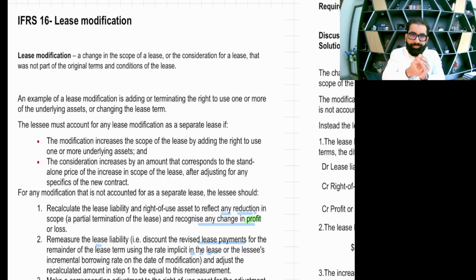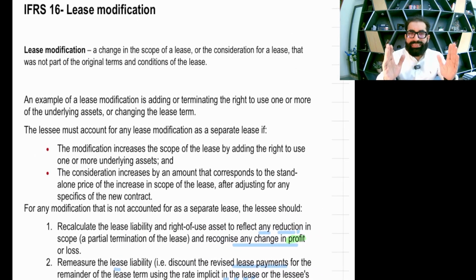Okay, now the first thing is, what is lease modification? A change in the scope of a lease or the consideration of a lease. For example, initially I did an agreement with my lessor. I'm a lessee. I agreed that I have taken an asset, or an apartment, on lease for 5 years. Now I'm asking them to extend the lease by 3 years. So this is a modification.